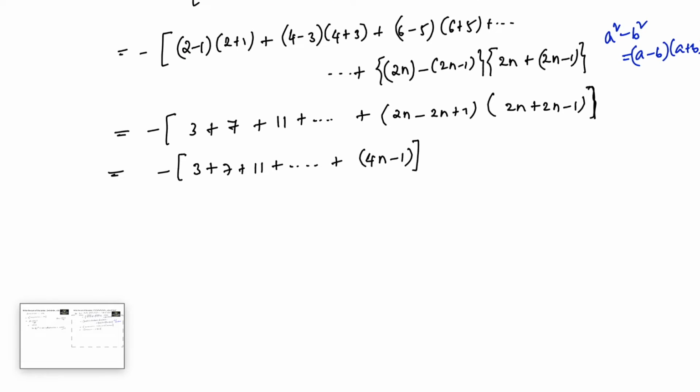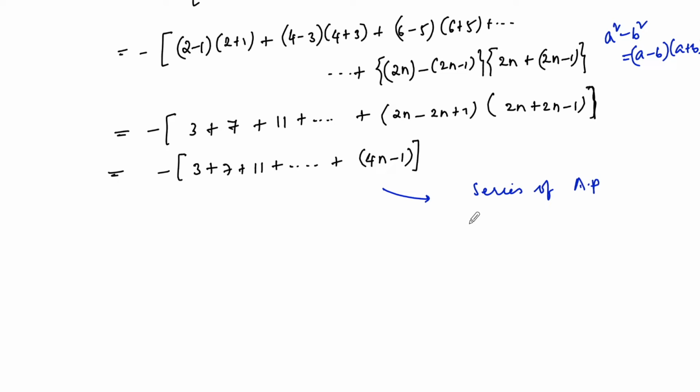So clearly it is an arithmetic progression, a series of AP whose first term a is equal to 3 and the common difference d is equal to 7 minus 3, that is 4, and the last term is equal to 4n minus 1. The sum to n terms is nothing but n upon 2 into first term plus last term, a plus l.